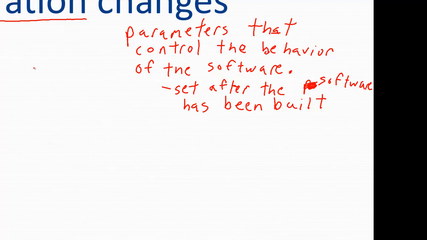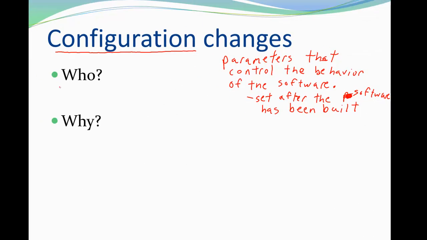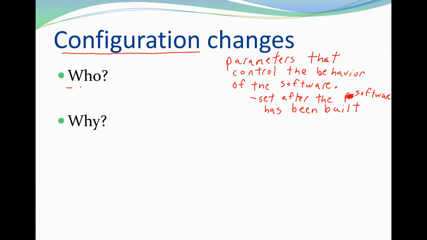Since it can be done after the software is built, you don't need developers to do that. So who do you think you can use? Tech support. Or you can use power end users, or what I call operators. Think about an enterprise application and a user who understands the operating environment. Why would a tech support person or operator need to change the behavior of the software after it's built?